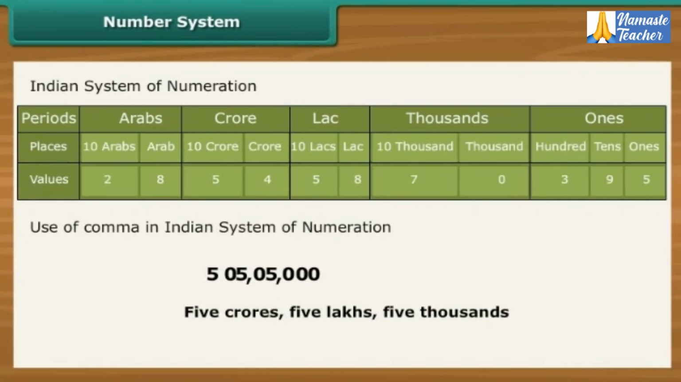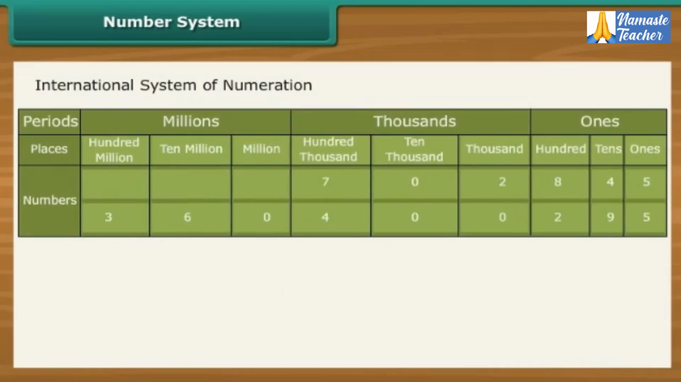The third comma comes after another 2 digits, 7 digits from the right. It comes after 10 lakh. In the international system of numeration as it is being used, we have ones, tens, hundreds, thousands, and then millions. 1 million is 1,000 thousands.